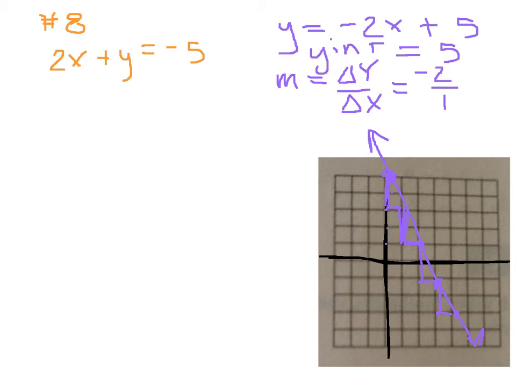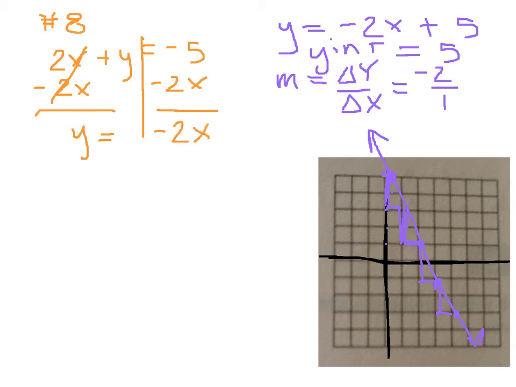Now y is not by itself, but all I have to do is subtract 2x from both sides. And once again, those are gone, and I get y is equal to, and just for consistency's sake, I'm going to write my negative 2x first, and then I have a minus 5 left. So now my y-intercept is equal to negative 5. So I'm going to go down 1, 2, 3, 4, 5. There it is. And now my slope is negative 2.